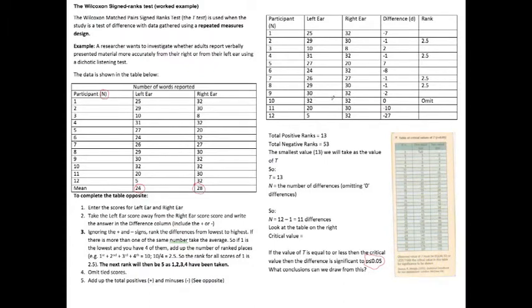One thing I'm just going to point out here is our participant number 10 scored exactly the same on both the left and the right ear. And what I put here is omit. That basically means that for our calculations, for the sake of the Wilcoxon test, we are going to get rid of those results. That's not cheating. It just means that they're not going to make any difference. So let's take them out.